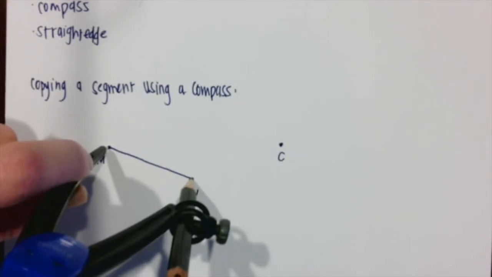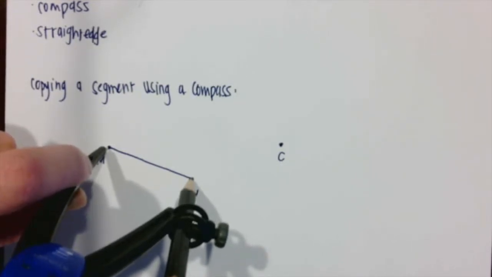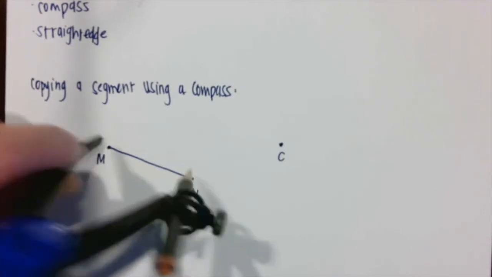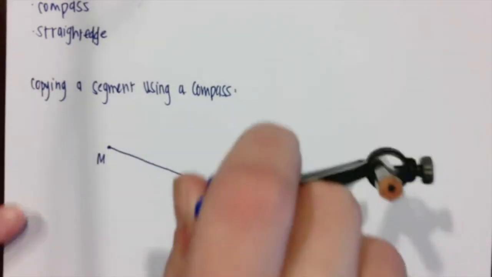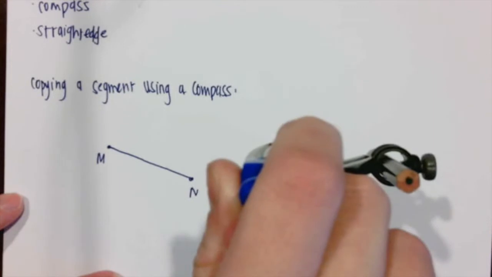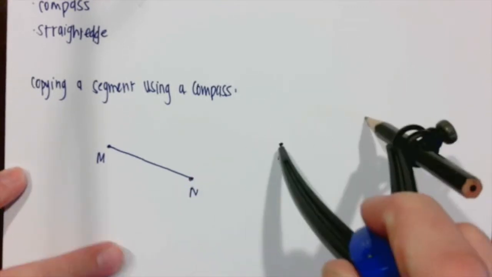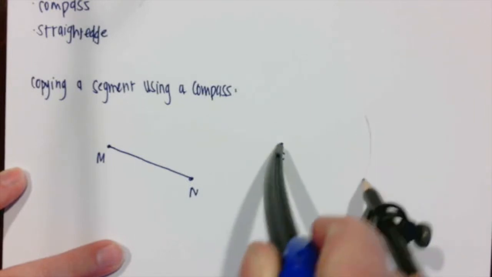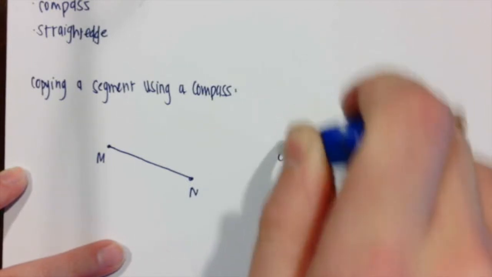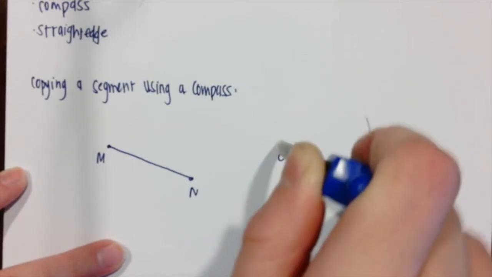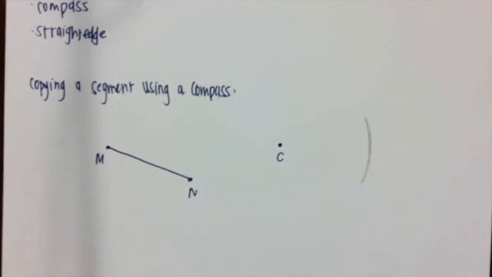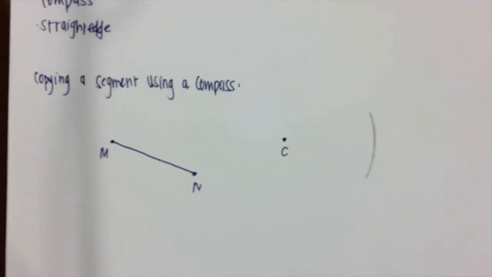Now look at step 3 on your papers. Without changing your compass setting, put the sharp point of your compass on endpoint C. And then it says make a large arc. So notice I haven't changed the size of this angle at all. Now I'm going to make a large arc. I'll try to make it dark so this camera can pick it up well enough.